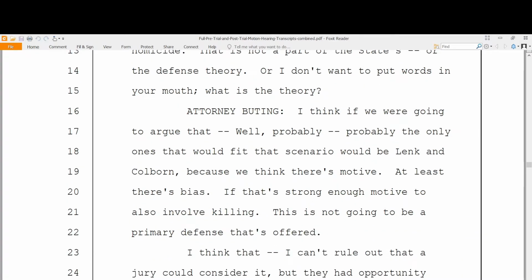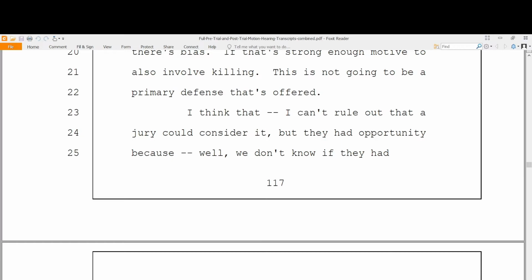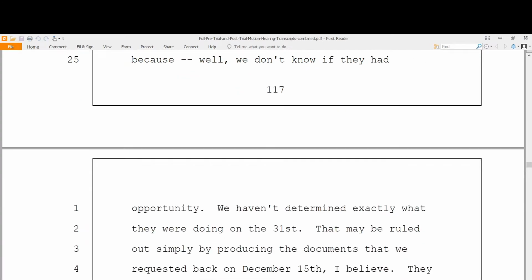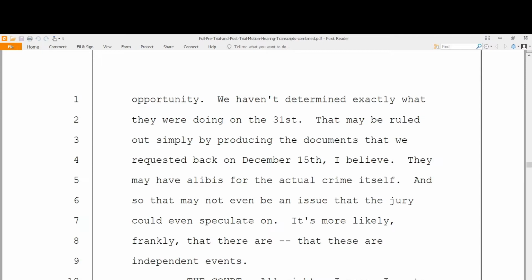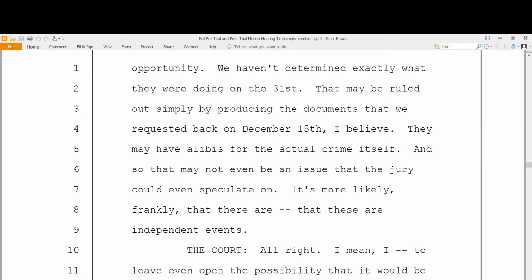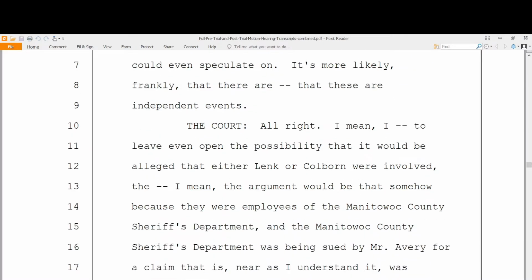Attorney Buting: I think if we're going to argue that, the only ones that would fit that scenario would be Lenk and Colborn, because we think there's a motive, or at least there's bias. If there's strong enough motive to also involve killing, this is not going to be a primary defense that's offered. I can't rule out that a jury could consider it, but we don't know if they had opportunity. We haven't determined exactly what they were doing on the 31st. That may be ruled out simply by producing the documents that we requested back on December 15th, I believe. They may have alibis for the actual crime itself, so that might not even be an issue the jury could speculate on. It's more likely, frankly, that these are independent events. The court: All right.